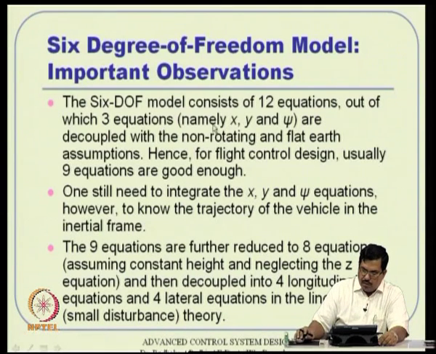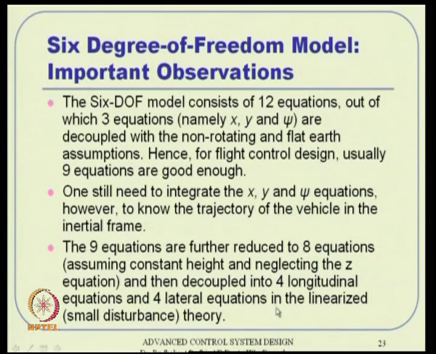Forgetting that, whatever 9 equations are there can be further reduced to 8 equations, because locally the height does not change. That means h dot, I just consider a reference height, and then I do not have to integrate the h dot equation. I know my operational height, and height remains constant around that. So the 9 equations become 8, and out of those 8 equations, we normally decouple into 4 longitudinal equations and 4 lateral equations. These two we can visualize as different.